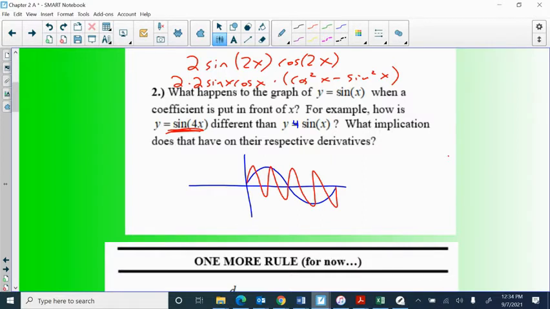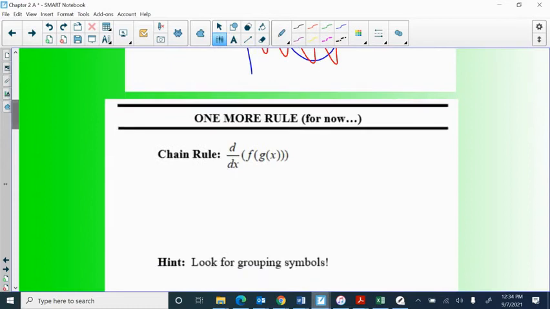Because what's happening is that there's a function inside a function, right? There's a composition here, sine of 4x, 3x plus 1 squared. So there's a more efficient way to find derivatives rather than algebraifying them or trying to remember all of your trig identities. And it's called the chain rule.